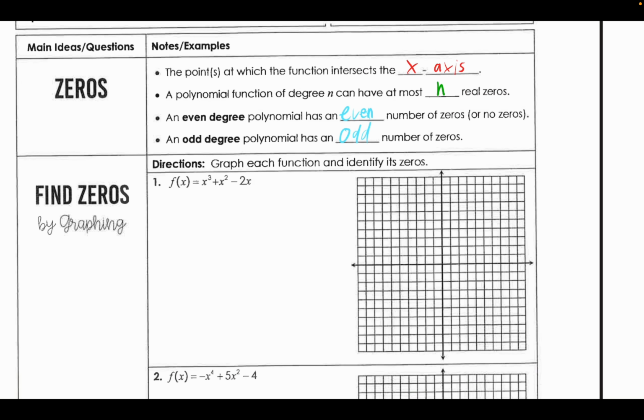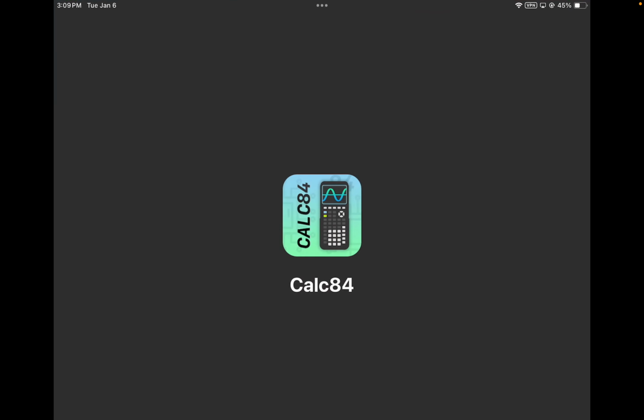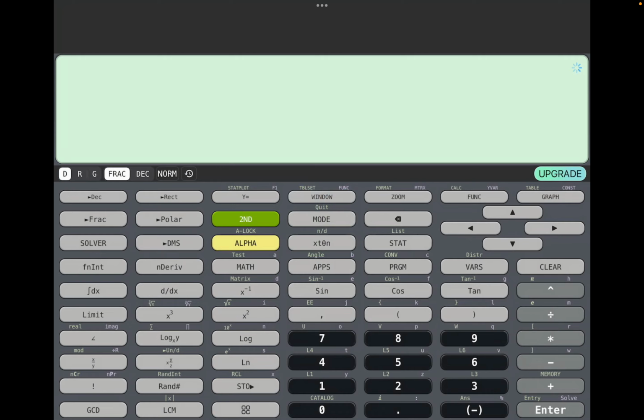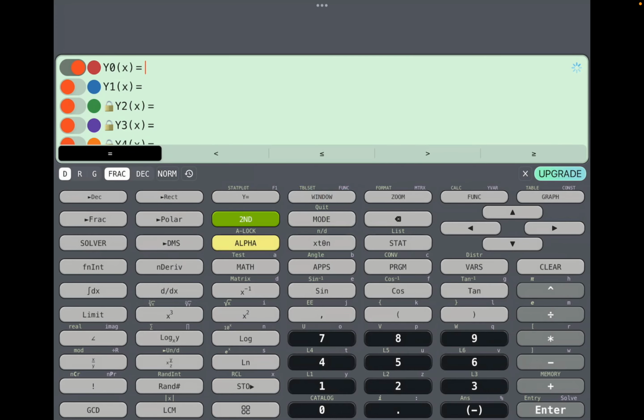So on number 1, because this is an odd degree for the highest exponent, that means that it's automatically going to have either 1 or 3 zeros, because it can have at most the degree, so it can have at most 3 different real zeros, and it can have either 1 or 3 because it has to be odd. So we can graph this to determine that. And so we can go ahead and go to our handy dandy graphing calculator and start typing this in.